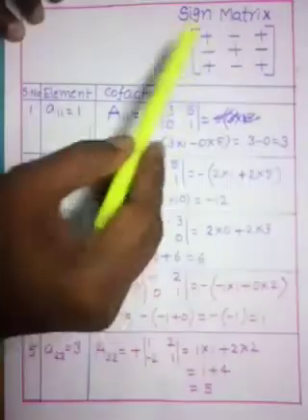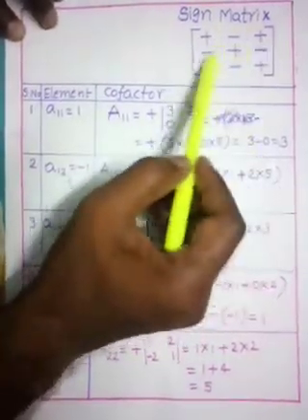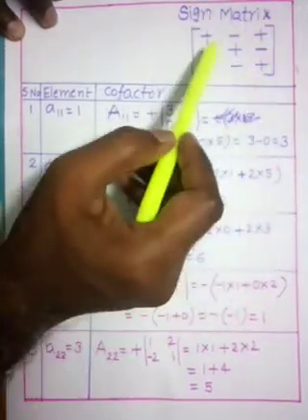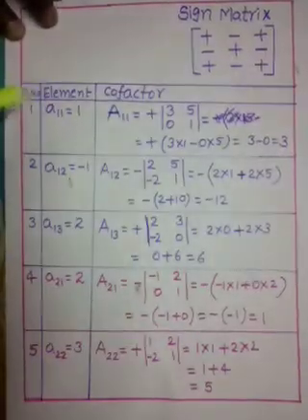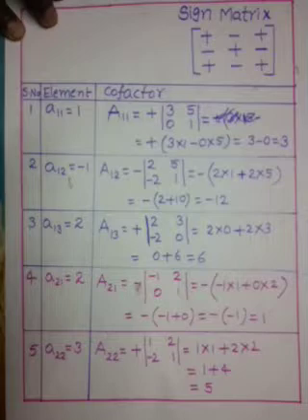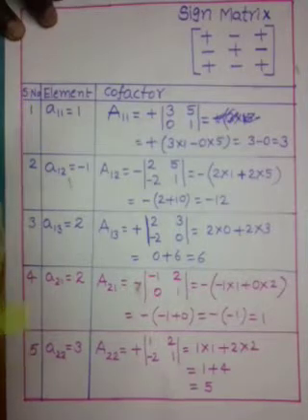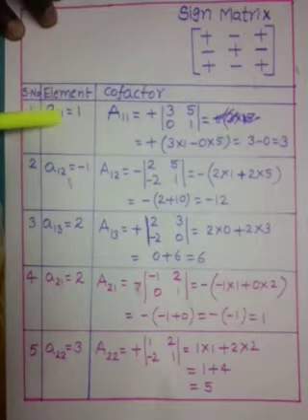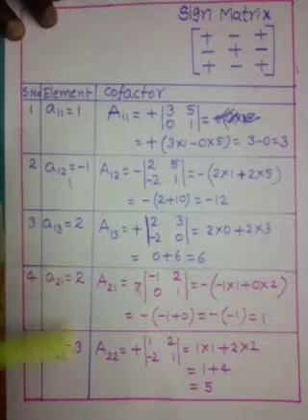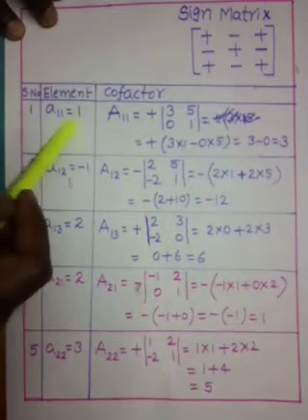See, my dear children, you have to remember this sign matrix: plus, minus, plus, minus, plus, minus, plus, minus, plus. This sign matrix helps a lot in finding the cofactors of every element in a matrix of order 3 by 3. See here, I wrote serial numbers; there are a total of 9 elements. So I am writing in this column the 9 elements, 1, 2, 3, 4. Okay, my dear children. Now in this box I am finding its cofactor.